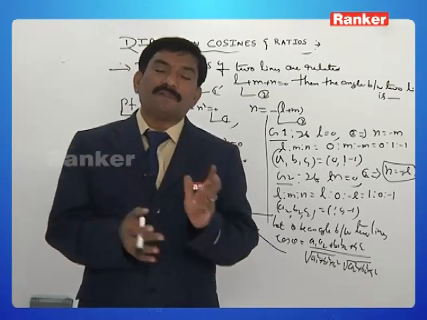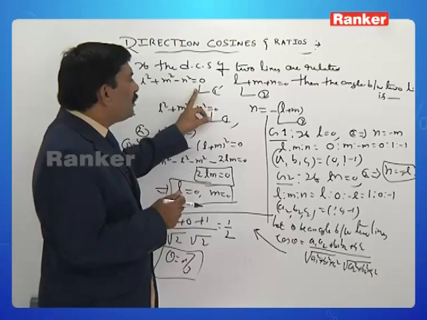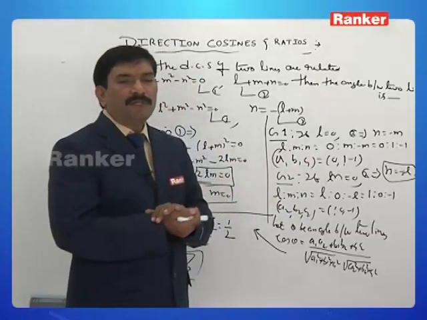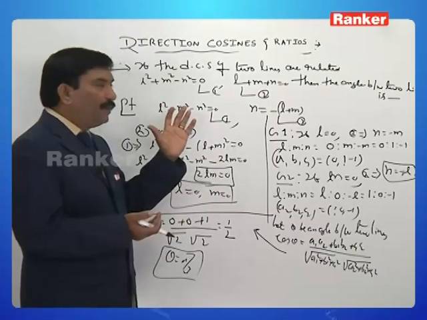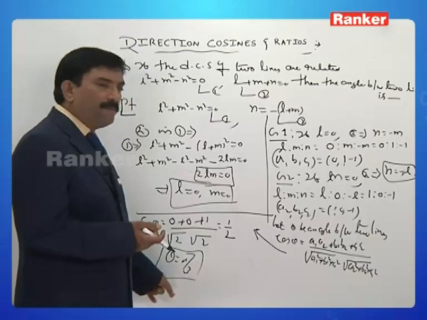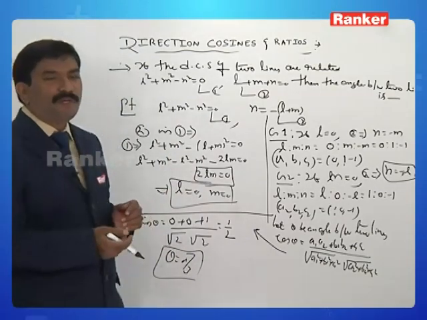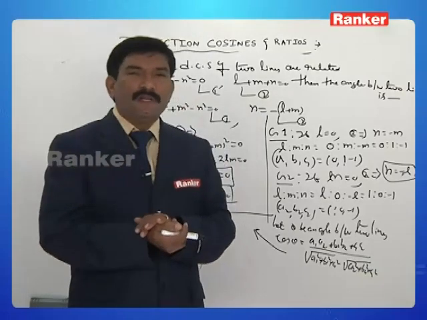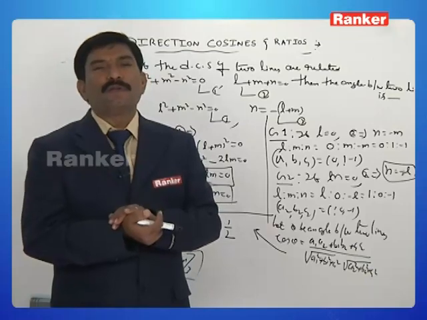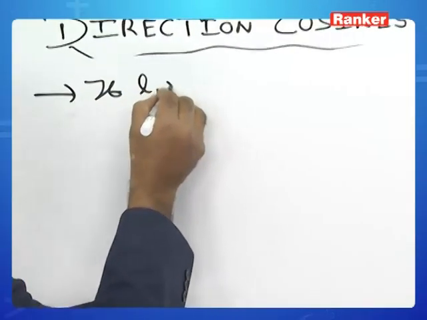Therefore pi by 3 is the angle between the two lines when the lines having DCs are connected with the relations, that is L square plus M square minus N square, next L plus M plus N is equal to 0. Then angle between them with their respective relations between the direction cosines is pi by 3. So this is how you can find out angle between the two lines under the context of relations with the direction cosines.